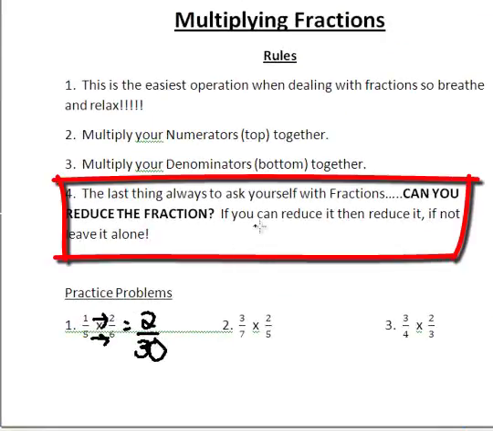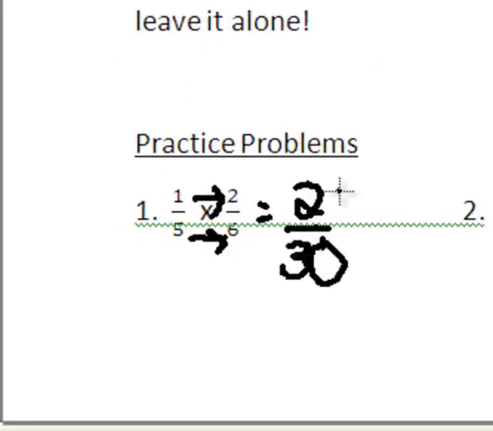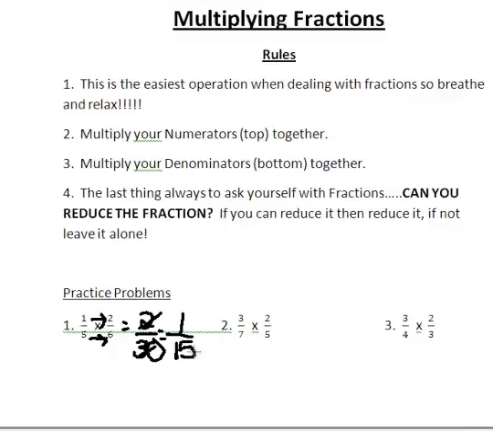Now again, remember the last thing is you have to ask yourself, can I reduce this? Are there any multiples that both of these can be divided by? Well, since 2 is a prime number, it can only be divided by 2. So we have to see if 30 can be divided by 2, which it can. So we're going to divide both these numbers by 2 to reduce it. So we're like taking away 2. If we divide up here, 2 divided by 2 leaves us with 1, and then 30 divided by 2 leaves us with 15. So now we've reduced it to 1/15.